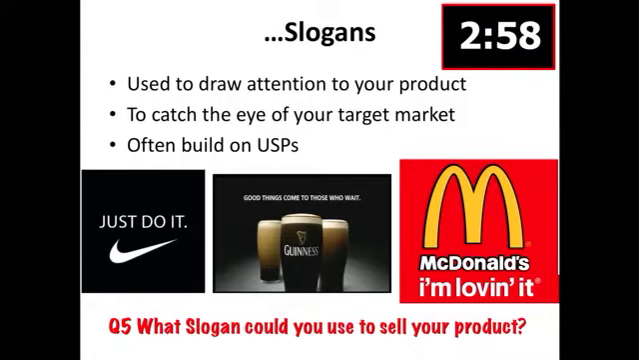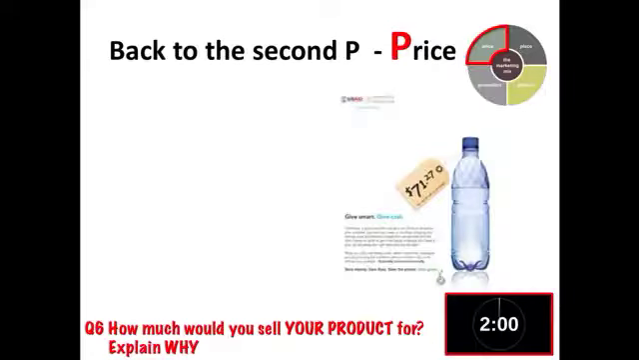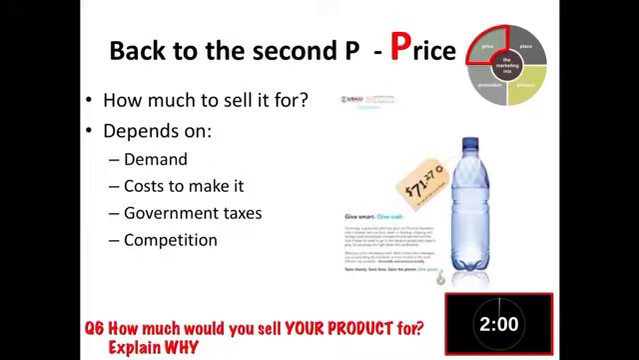Hey everyone, how'd you do? I bet you came up with some really good slogans, and it's going to be quite difficult to try and choose your favorite one. So moving on. I'm going back to that marketing mix, those 4 P's. So now we're going to look at the second P of your marketing strategy, and that's price. So this is basically you thinking about how much you are going to sell your product for.